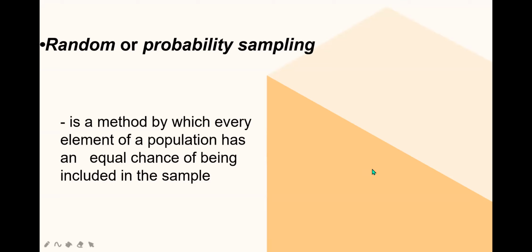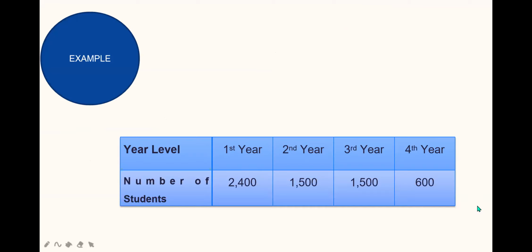Continuing on this, if we're dealing with random probability sampling, we have four different kinds of techniques on how to select your samples. What are those four types? Kindly take down notes, please. Number one is simple random sampling. Number two is systematic random sampling. Number three is stratified random sampling. And number four is cluster random sampling.